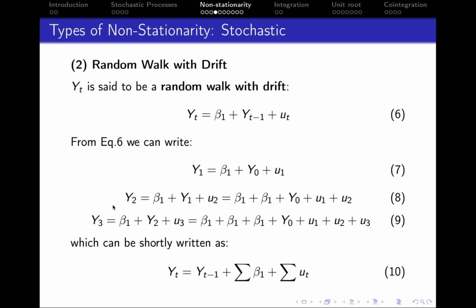If we would like to get the equation for the third period, we follow the same procedure. So y in the third period will be equal to beta 1 plus y3 minus 1, which is y2, plus u3. And once again, we have the equation for y2. Let's substitute it into the equation. We get beta 1 plus beta 1 plus beta 1 plus y0 plus u1 plus u2 and plus u3. And this system of equations can be shortly written in the following way. So y in period t is equal to its own initial value plus the sum of the constant terms plus the sum of the error terms.